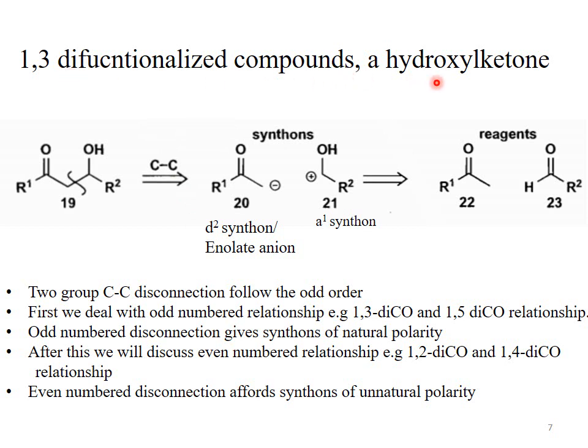One 3-difunctionalized compounds, that is hydroxyketone. It means our target molecule will contain 2 functional groups. One will be the hydroxyl group and the other will be the ketone group. See the compound number 19. This is hydroxyketone. The relationship between the 2 functional groups is 1-3 relationship.